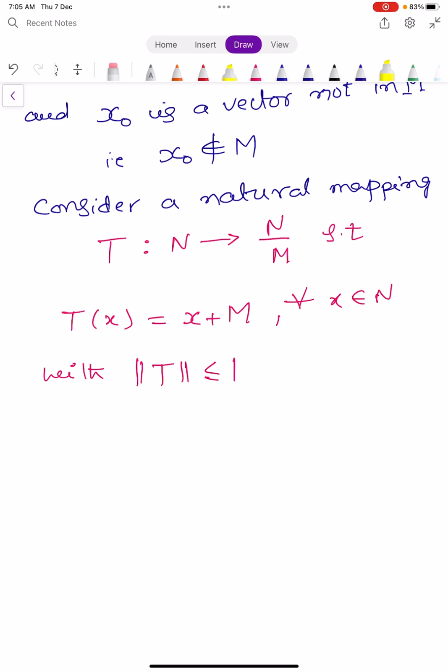So we define a mapping capital T that maps from capital N into the quotient space N by M, satisfying the condition T of x is equal to x plus M for all x belongs to capital N, with the property norm T of x is less than or equal to 1.